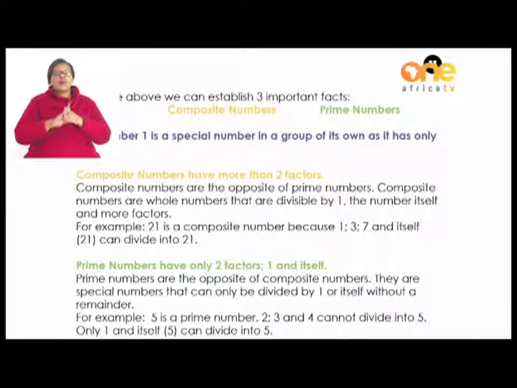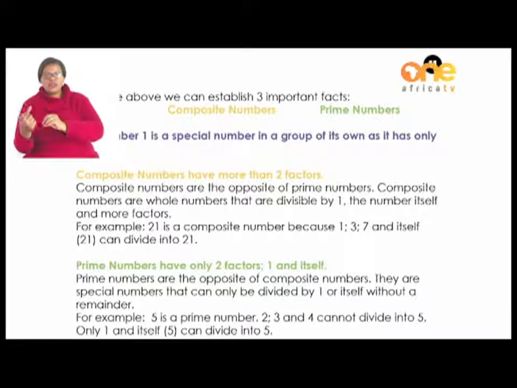Now, let's quickly go to prime numbers. Before we touch on composite numbers, let's just see what they say. What is a prime number? It says there that a prime number only has 2 factors, 1 and itself. It continues to say that prime numbers are the opposite of composite numbers. They are special numbers that can only be divided by 1 or itself without a remainder.